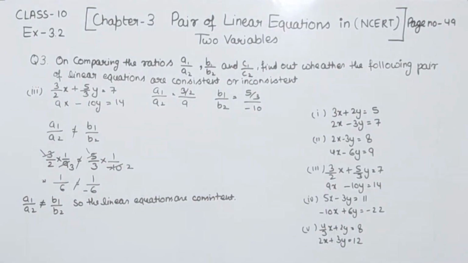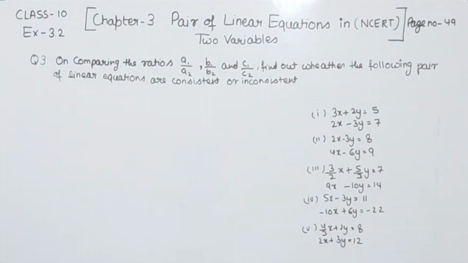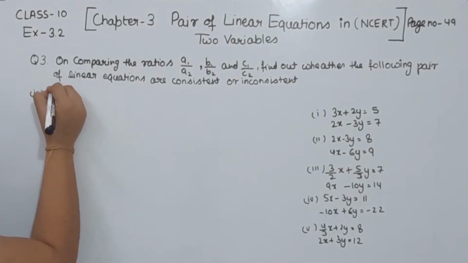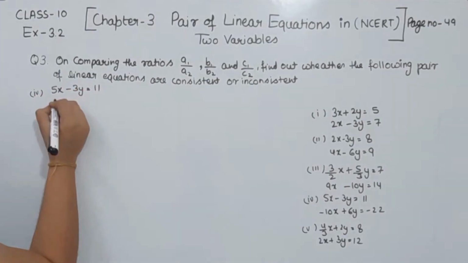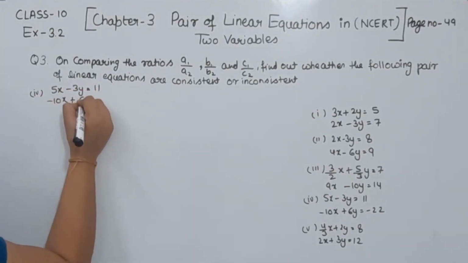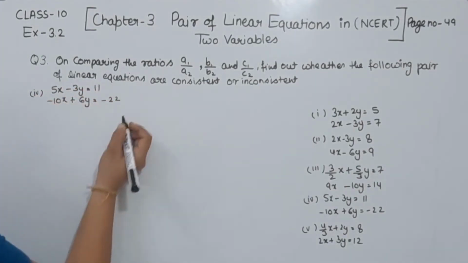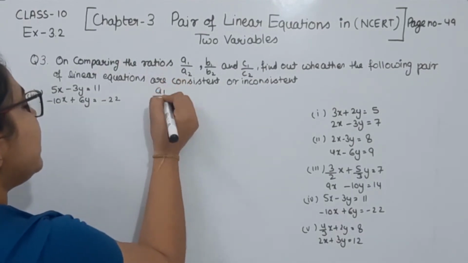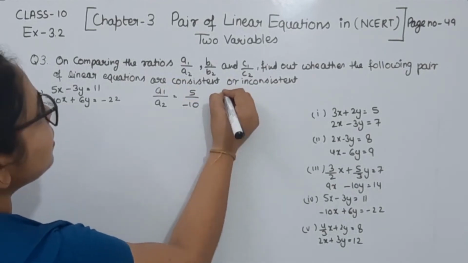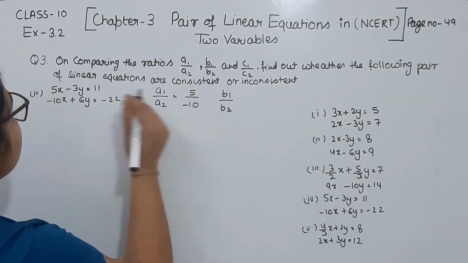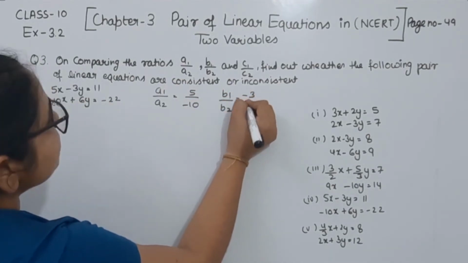Now comes the next one. The next one is part 4. In this one, the equations are 5x minus 3y is equal to 11 and minus 10x plus 6y is equal to minus 22. First of all, you are going to find a1 by a2. This one is 5 by minus 10. Now b1 by b2, this one is minus 3 by 6.